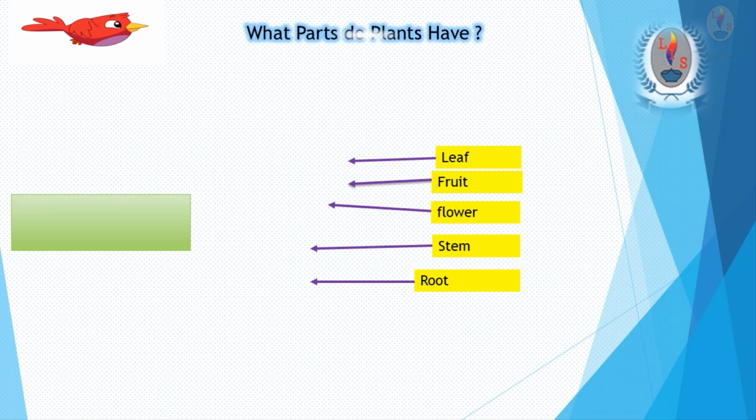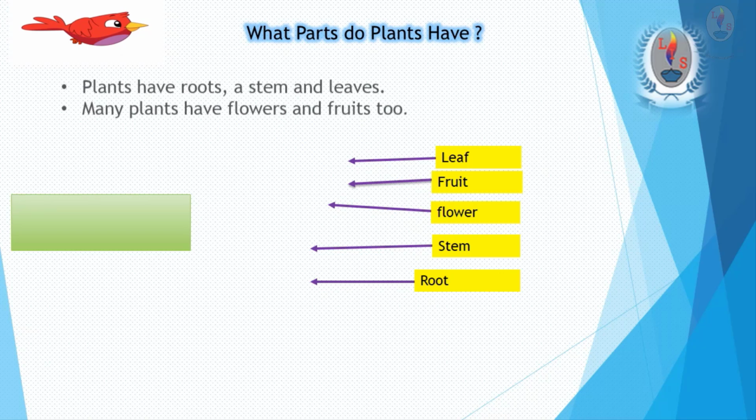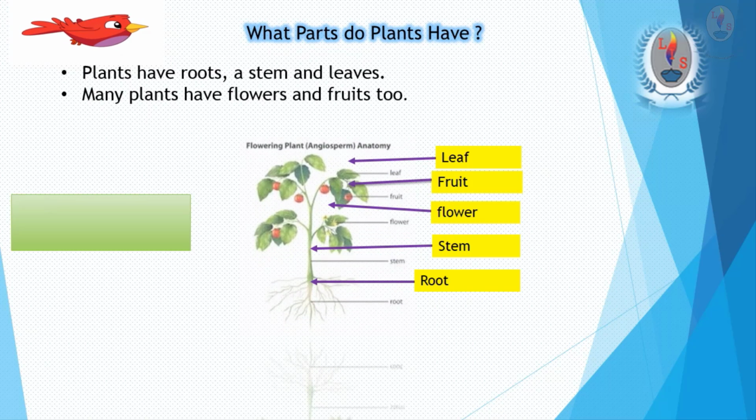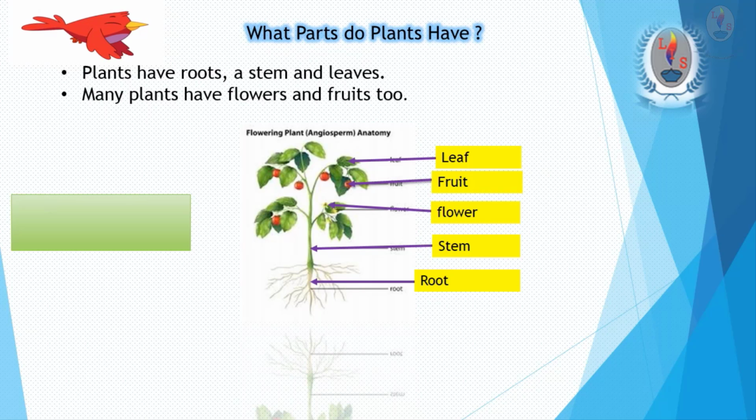Children, now turn to page number 62. What parts do plants have? Plants have roots, a stem and leaves. Many plants have flowers and fruits too. Children, many plants have flowers and fruits. Children, now you can see the major parts of a plant. Those are leaf, fruit, flower, stem and root.